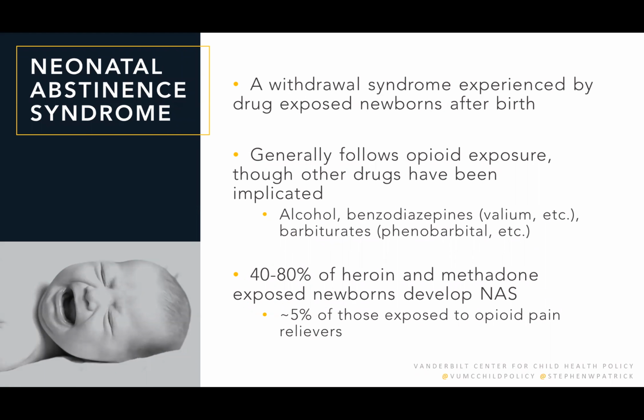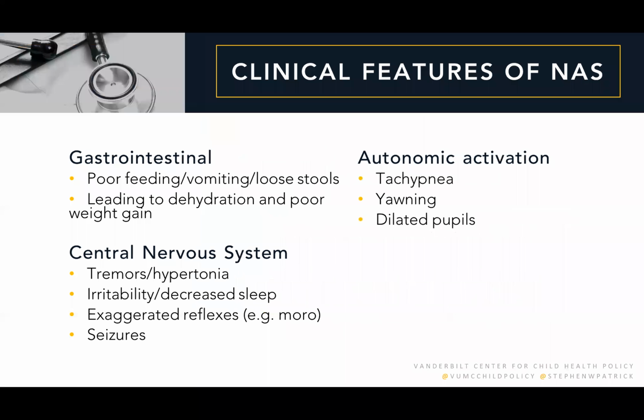So what is neonatal abstinence syndrome? It's a drug withdrawal syndrome that newborns experience after birth. It generally follows an opioid exposure, though if you look in the literature, there are other exposures that are there, including alcohol, benzodiazepines, and barbiturates. And in the current case, we've done some work reviewing cases of neonatal abstinence syndrome that are reporting billing codes. Almost all involve an opioid plus another substance. The literature suggests that around 40 to 80% of heroin and methadone exposed infants develop neonatal abstinence syndrome. About 5% or so from some of our work looking at prescription opioids develop drug withdrawal. Next slide.